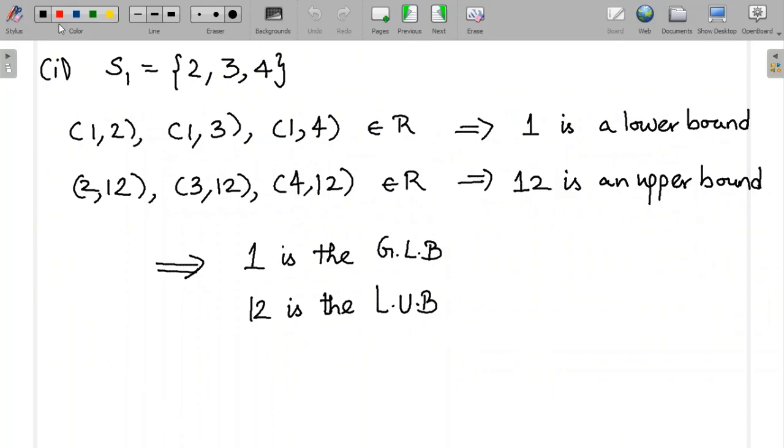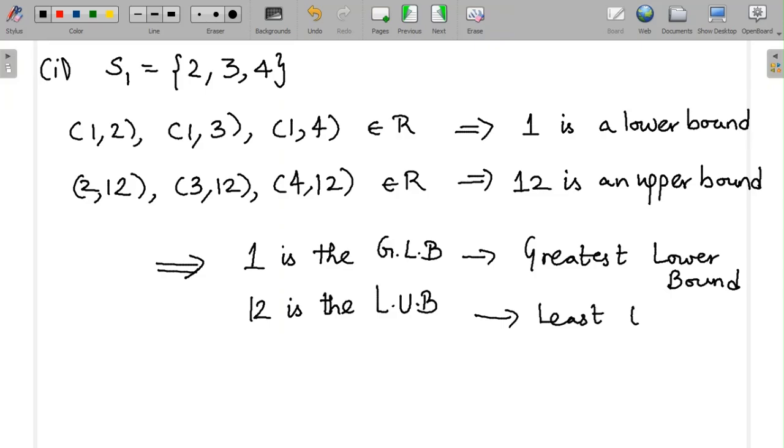And since they are the only lower bounds and upper bounds, 1 is the greatest lower bound. So there is no comparison, that there is no other bound for comparison. Therefore, it by default becomes the greatest lower bound. 1 becomes the greatest lower bound, and 12 becomes the least upper bound.